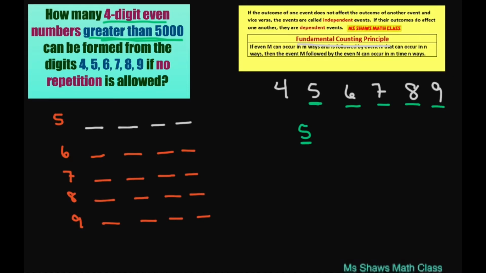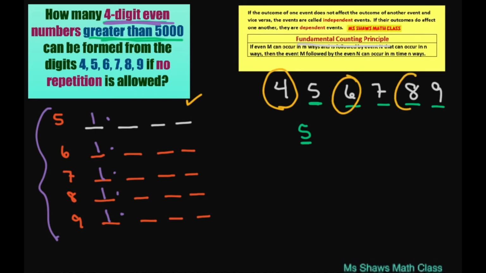That means for our first digit, we have one choice here, one choice here, one choice here, one choice here, and one choice here. Now the reason I'm doing it this way is because we have to look at the four-digit even numbers. For it to be an even number, we have to have an even number in the last digit. So that would be 4, 6, or 8.